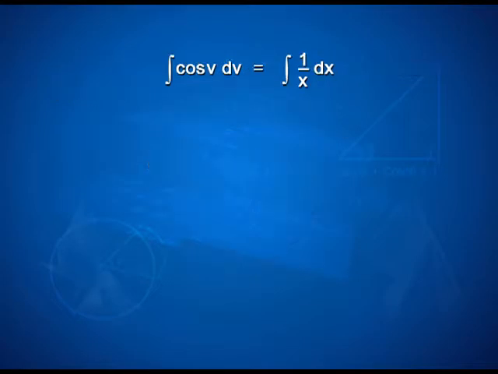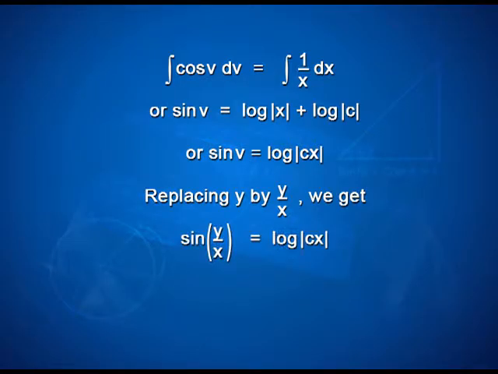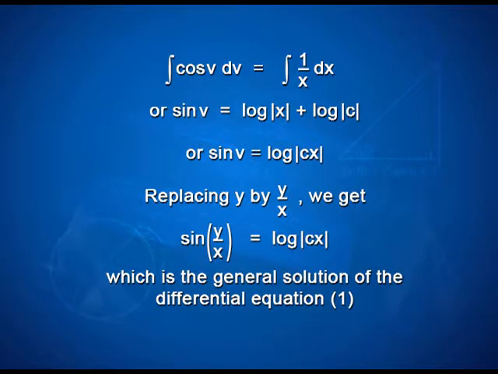Therefore, integral cos v into dv is equal to integral 1 upon x dx, or sin v is equal to log of modulus x plus log of modulus c, or sin v is equal to log of modulus cx. Replacing v by y upon x, we get sin of y upon x is equal to log of modulus cx, which is the general solution of the differential equation 1.